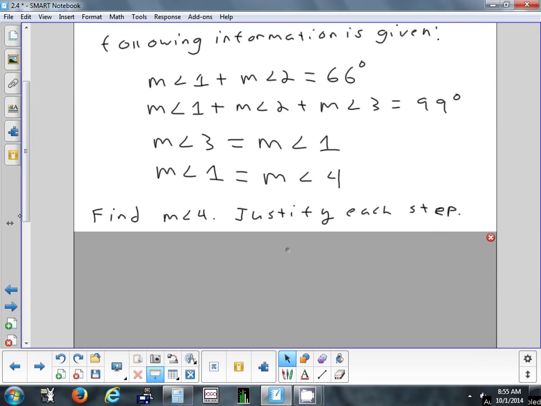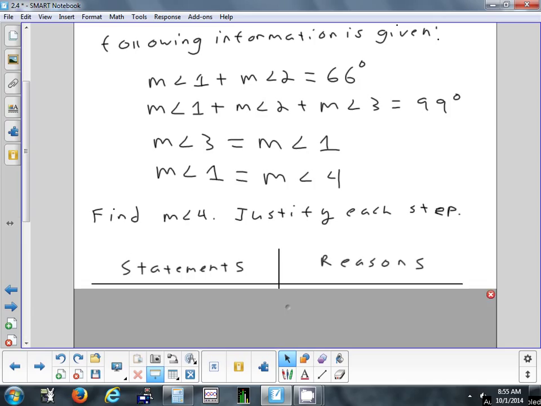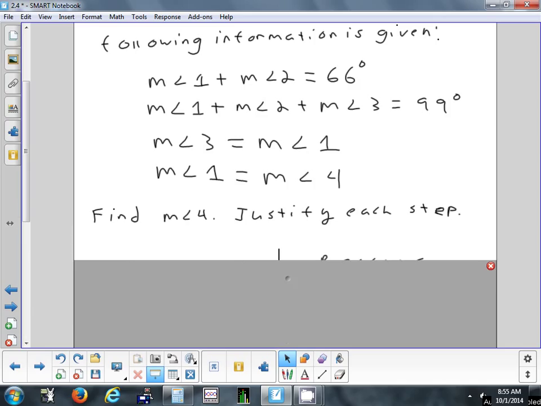So the question is, find the measure of angle 4. I'm going to help you out with some of the steps. And they did that in this problem too. They're more interested in you giving the reasons. Because there's like 6 or so steps. There's quite a few steps.